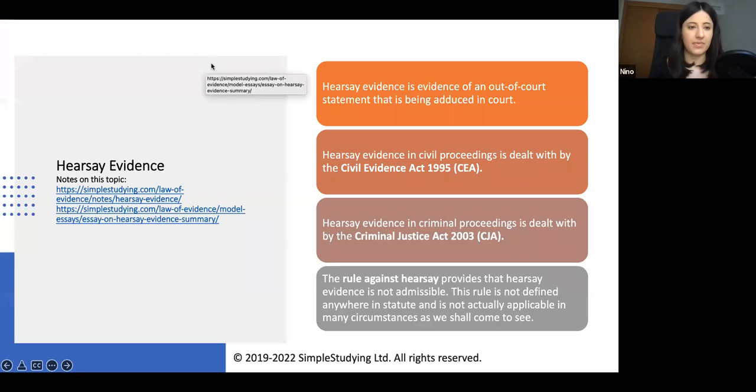Hearsay evidence notes on this topic can be seen at this link, and here are some basic facts that you need to know. Hearsay evidence is evidence of an out-of-court statement that is being adduced in court. Hearsay evidence in civil proceedings is dealt with by the Civil Evidence Act 1995, and for criminal proceedings by the Criminal Justice Act 2003. The rule against hearsay provides that hearsay evidence is not admissible. The rule is not defined anywhere in statute and is not actually applicable in many circumstances, as we shall come to see.